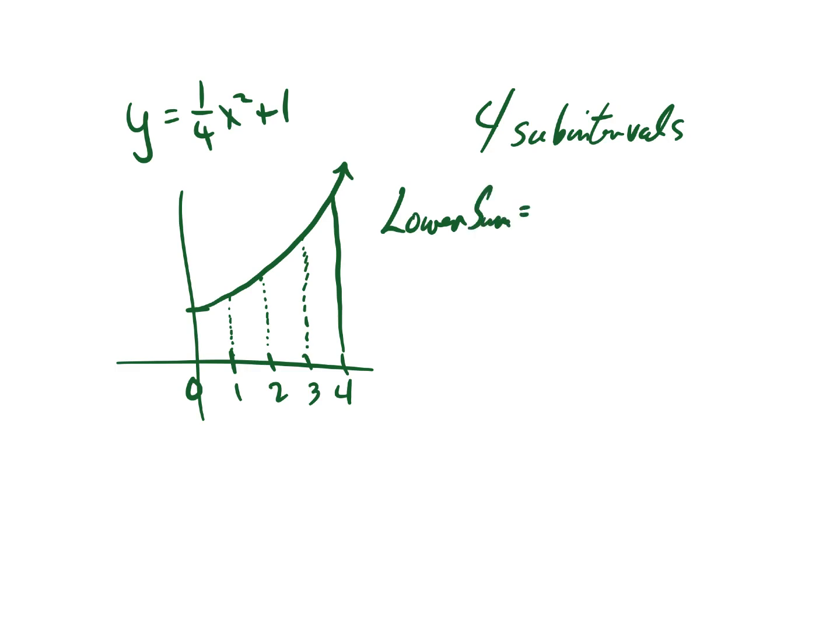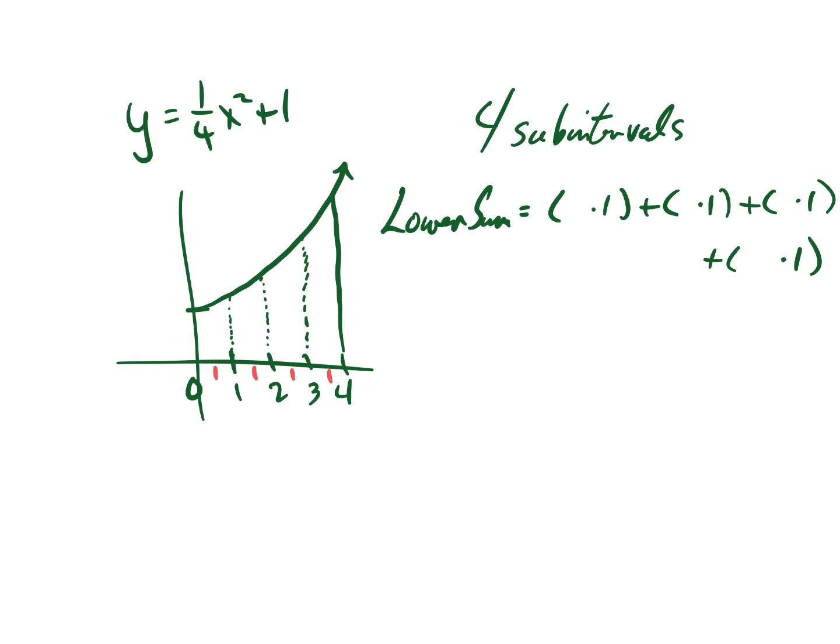But this time, since we have 4 subintervals, we're going to have 4 rectangles. So 1, 2, 3, and 4. What's the width of every one of the rectangles going to be this time? Well, the width is going to be 1 every time. It's the complete interval divided into 4 equal chunks. So the width of every one of the rectangles is 1.